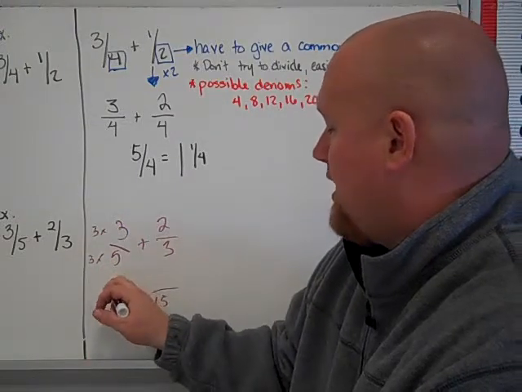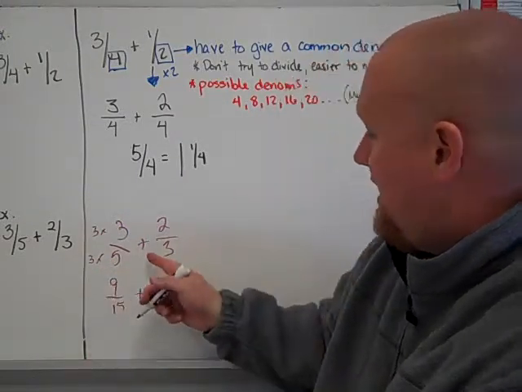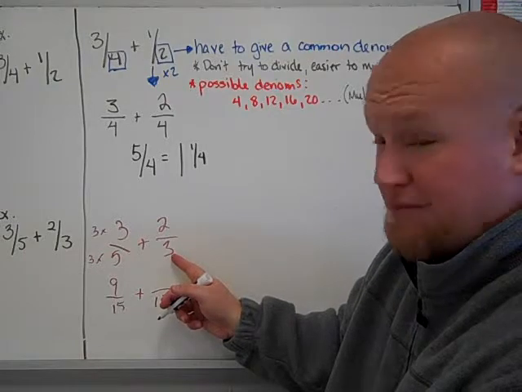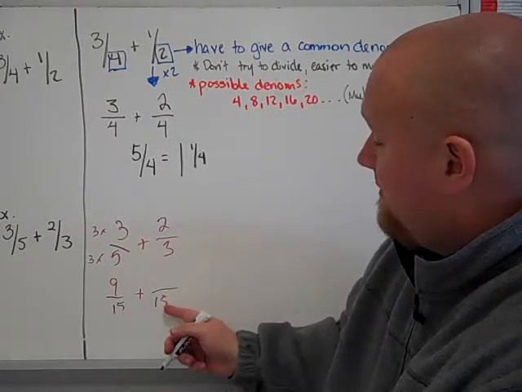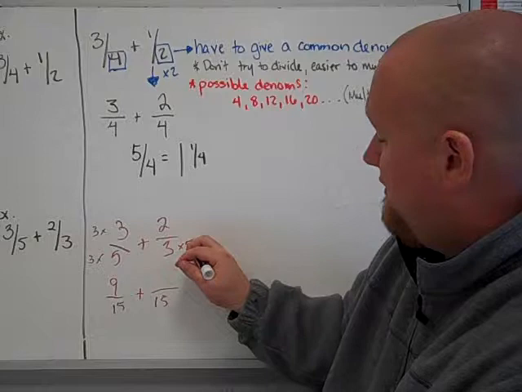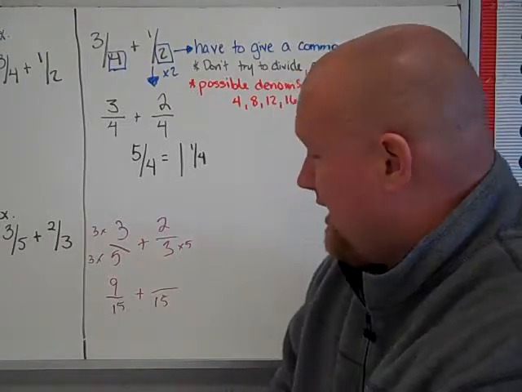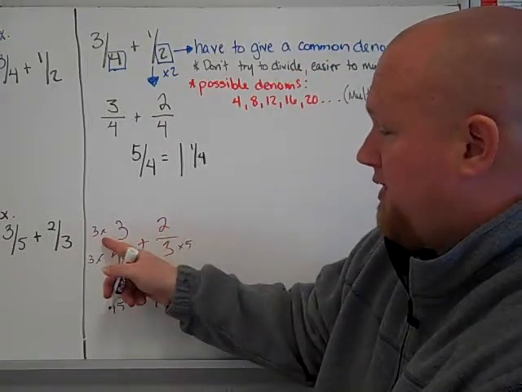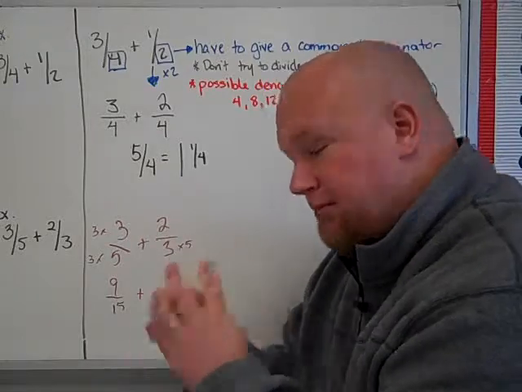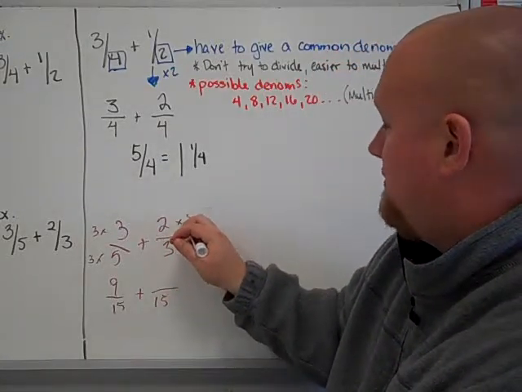3 times 3 is 9. All right, now here I have to do the same thing. How did 3 become 15? We did times 5. If I do it to the bottom, I got to do it to the top. I'm not multiplying 2 by 3. Remember, each fraction is its own number. I got to go ahead and do 2 times 5.